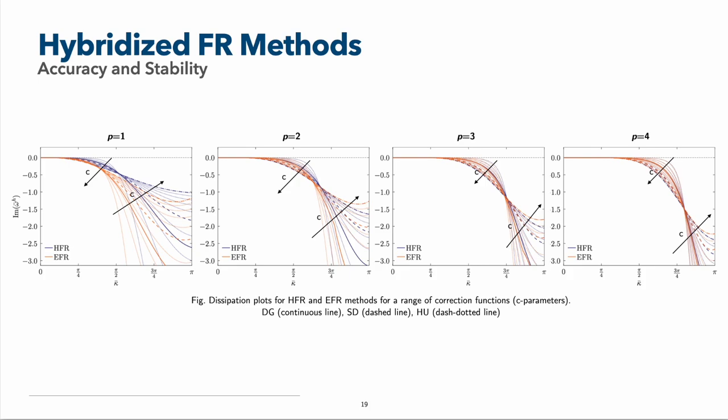In these plots, we see the dissipation associated with a range of wave numbers, where more negative values mean additional dissipation. Each of these plots was generated for polynomials of degree 1 up to 4. The general observation is consistent with conventional FR methods, where increasing the value of C has an effect that increases dissipation of the method at the larger scales, and the opposite behavior at the smaller scales. EFR methods have a similar behavior in the range of resolved wave numbers, but tend to have slightly more dissipation in general, and this difference becomes smaller for the higher polynomial degrees.